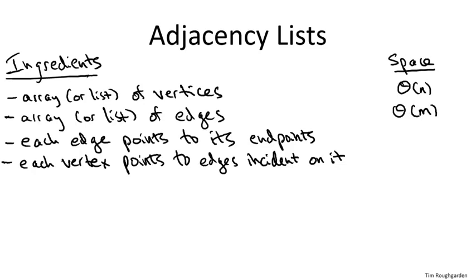Now, each edge has to keep track of both of its endpoints. So that's 2 pointers, but 2 is a constant. For each of the m edges, we have a constant space to keep track of endpoints. So that's going to give us another theta of m, constant per edge.